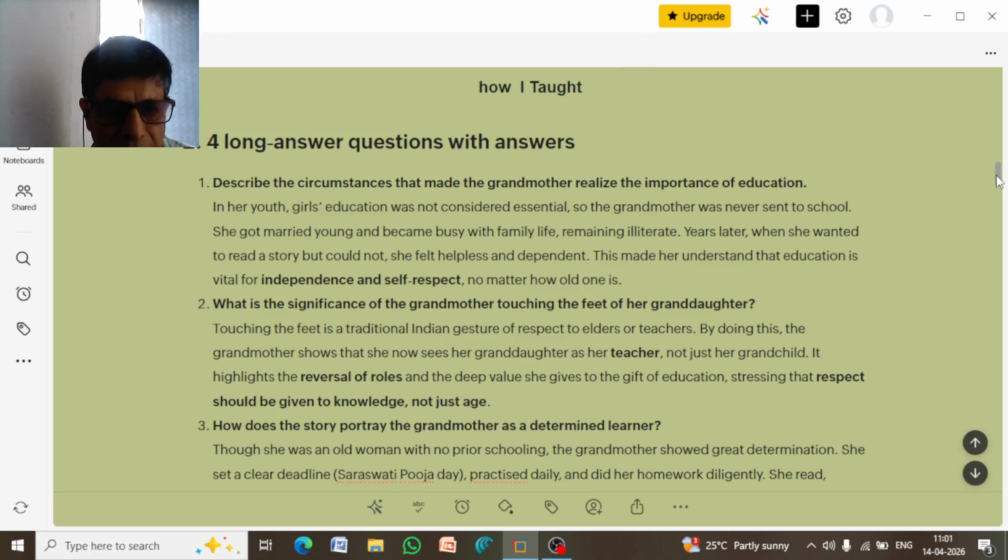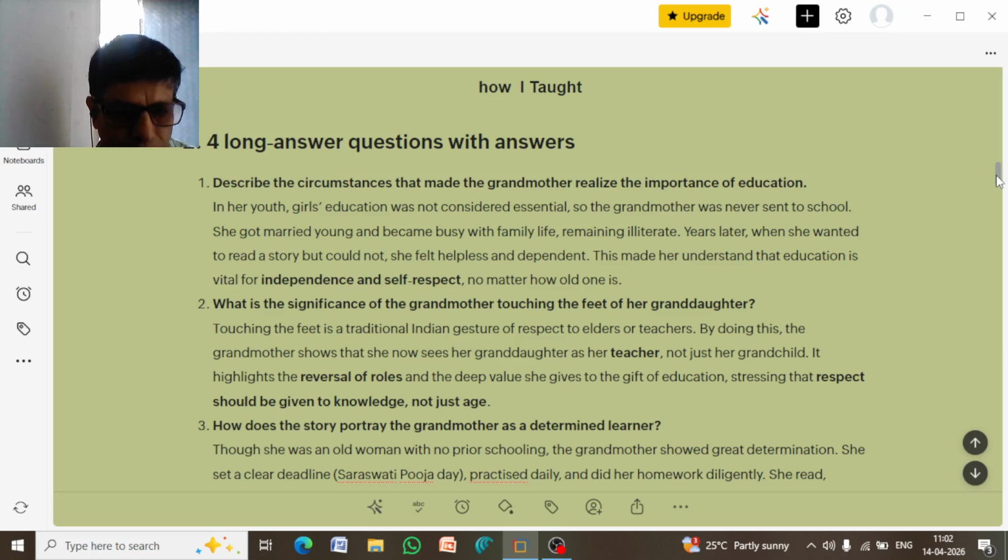She got married young and became busy with her family life, remaining illiterate. Years later, when she wanted to read a story but could not, she felt helpless and dependent. This made her understand that education is vital for independence and self-respect, no matter how old one is.